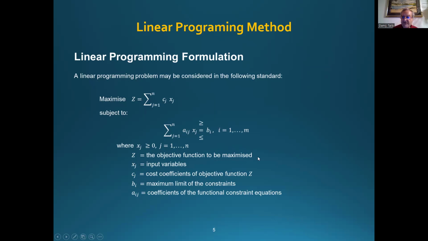Z is the objective function. Xj are input variables, and Cj in the objective function are cost coefficients of the objective function Z. Bi are constraints, where i goes from 1 to m constraints. Aij are coefficients of the functional constraint equations.